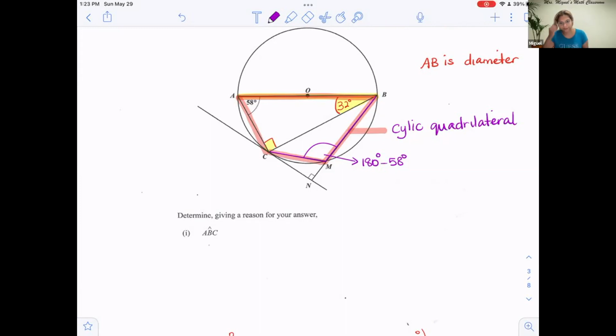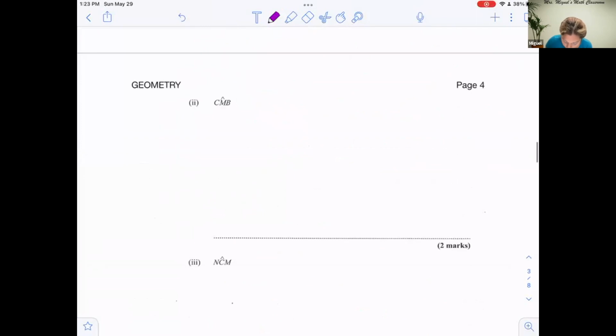All right. What is the value at M? 180 minus 58 is 122. So this is 122. And the answer is the reason, because you get 1 mark for stating the answer and you get 1 mark for the reason.